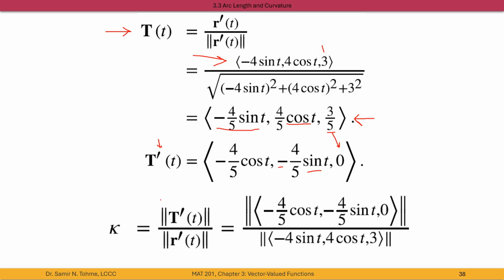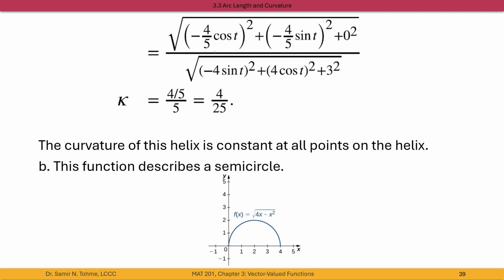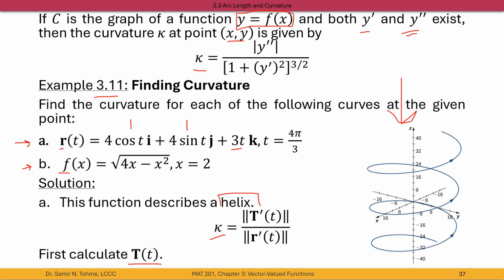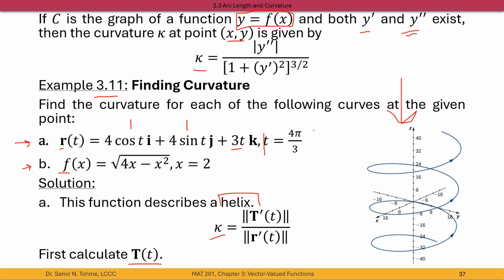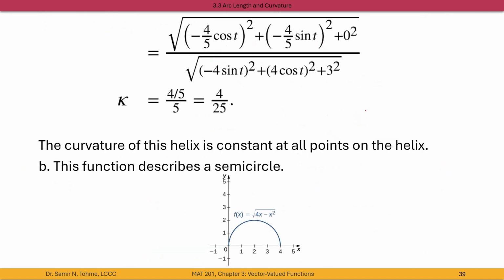Now we have the numerator for the kappa. We need to find the denominator. The denominator is already found, which is this one. This is the denominator. Just replace now the values and find the magnitude. Kappa will be equal to 4 over 5 divided by 5, which is equal to 4 divided by 5. This is the curvature of this vector function at t equal to 4 pi over 3.